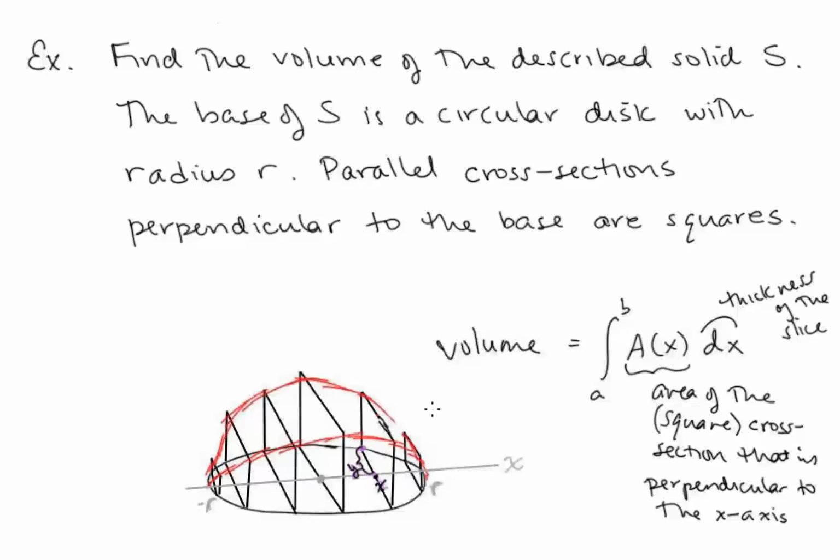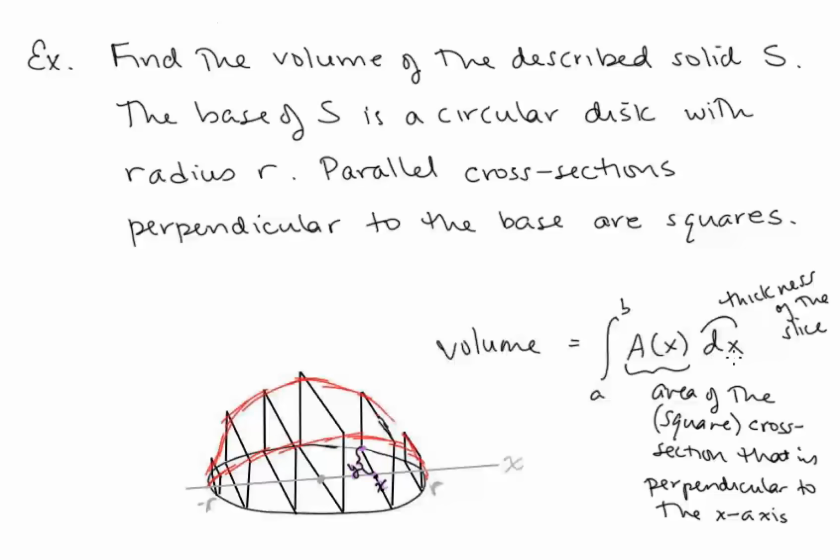And so the volume of this solid is going to be given by the integral from a to b of A of x dx. Remember that A of x is the area of the cross-section that's perpendicular to the x-axis. So in this case, that's the area of the square cross-section here. So at any x value, we want to know what's the area of that square. That's what we want to integrate here.